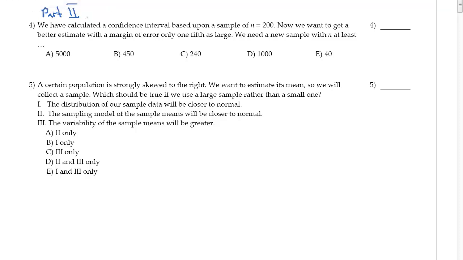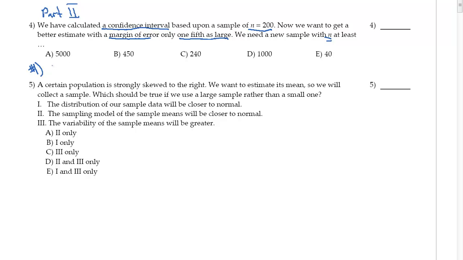So here we are with part two of our multi-part review. We have calculated a confidence interval based upon a sample of n equals 100, and now we want to get a margin of error only 1/5 as large. So we need a new sample with n at least. This is just like problem number one in the first video.